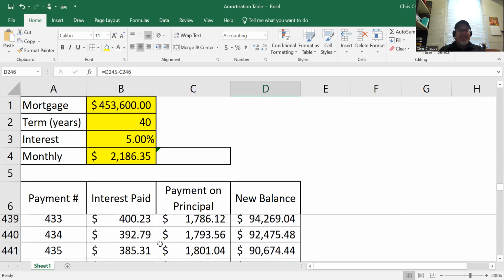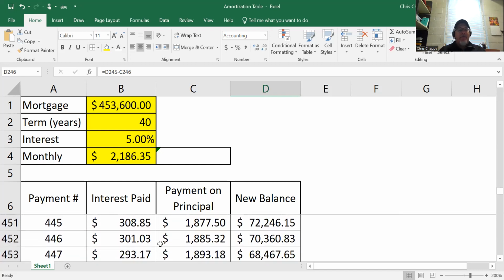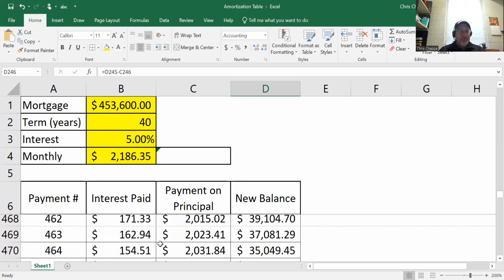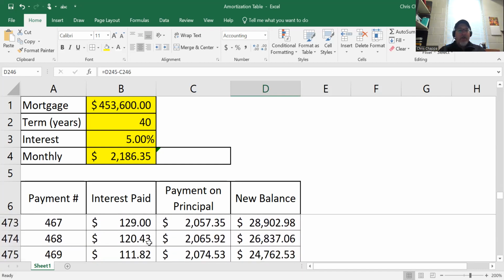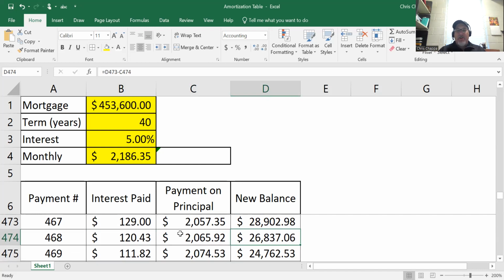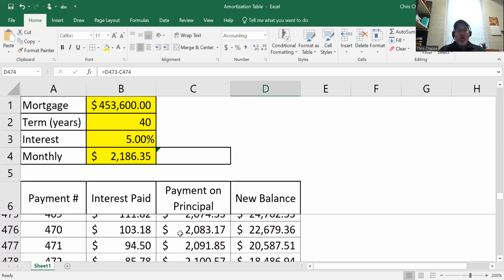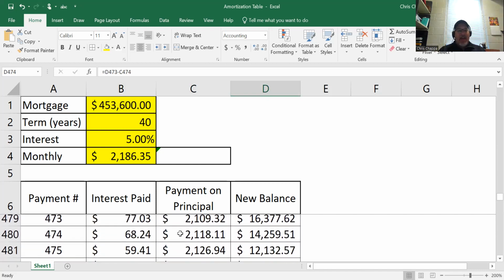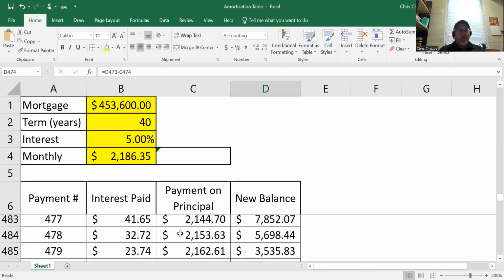By the time we get to the second to last year, payment 468, there's hardly any interest at all. Most of our payment is going towards our balance, and we're down to $26,000. And in that last year, it just drops. Boom, boom, boom, boom, boom. And what happens on the last payment? Let's get to row 480.